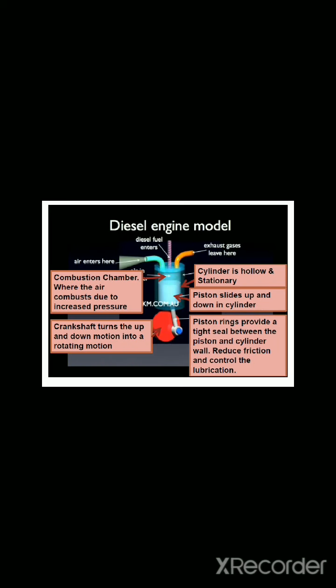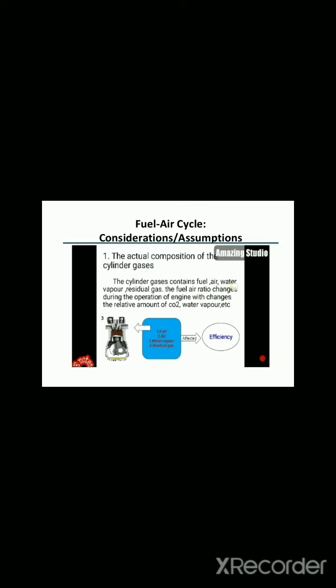In the diesel engine model shown in the above slides, a number of parts are available. The combustion chamber is where the air combusts due to increased pressure. Crankshaft turns the up and down motion into rotating motion. Next, the cylinder is hollow and stationary. The piston slides up and down in the cylinder. Piston rings provide a tight seal between the piston and cylinder wall, reduce friction and control the lubrication.